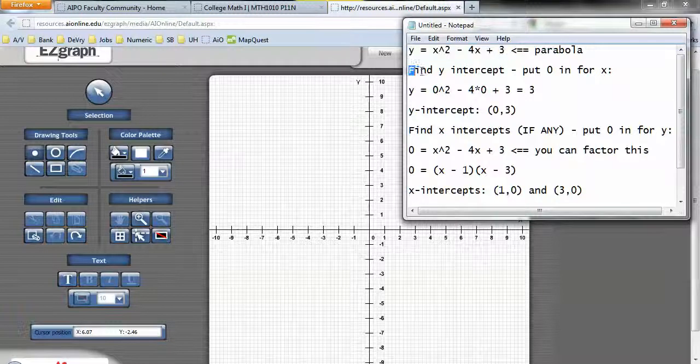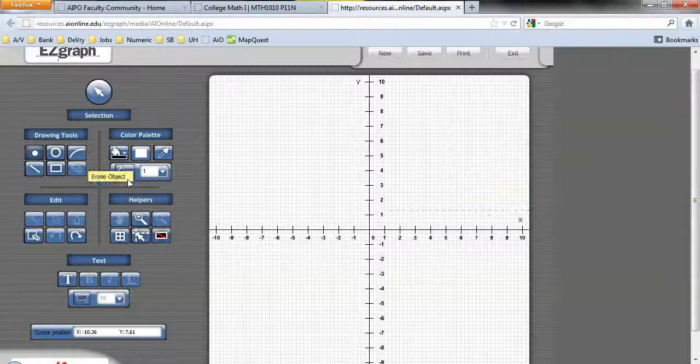Okay, so to find the y-intercept, put in a 0 for the x. Alright, you do that. 0 squared minus 4 times 0, these both go away. You get y equals 3, the only survivor there. Okay, so the y-intercept is 0, 3. So I'm going to go over here to my point tool, and I'm going to put it on top of 0, 3 and mark that point.